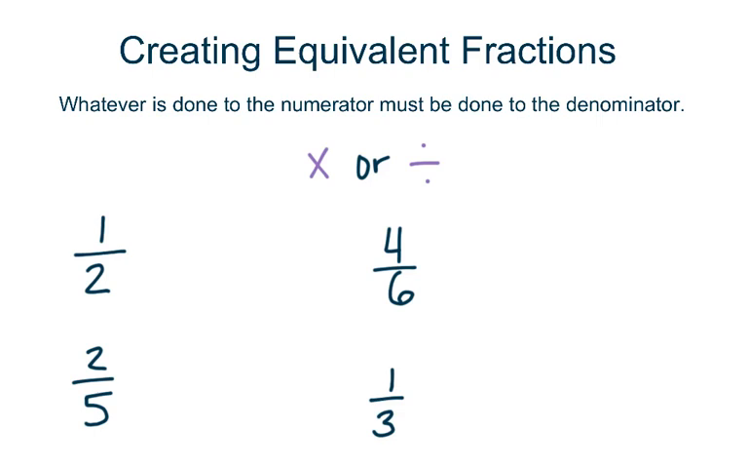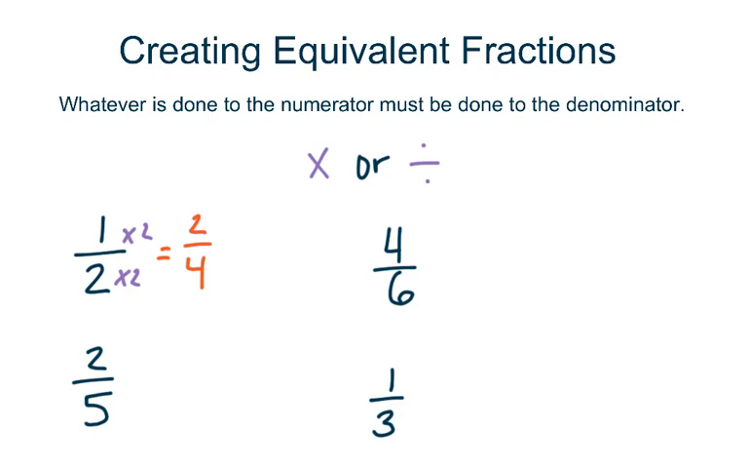Let's start with 1/2. Well, the first thing I'm going to do to find an equivalent fraction to 1/2 is maybe I'm just going to multiply times 2. That's a good place to start. So I'm going to multiply my numerator and denominator by 2, and here I get 2/4. Notice how 2 is half of 4. So it makes sense that 2/4 is equivalent to 1/2 because 2 is half of 4.